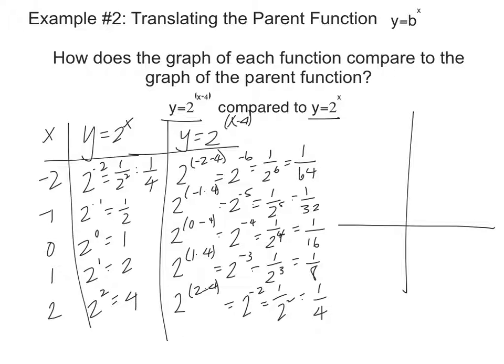So here we go. 1, 2, 1, 2. Alright, remember the first one's going to be in pink, the next one's going to be in blue. So negative 2, oops, need some more on here, don't I? So negative 2 and 1/4 is here. Negative 1 and 1/2 is here. 0 and 1 is here. 1 and 2 is here, and 2 and 4 is here. So this is the parent function.